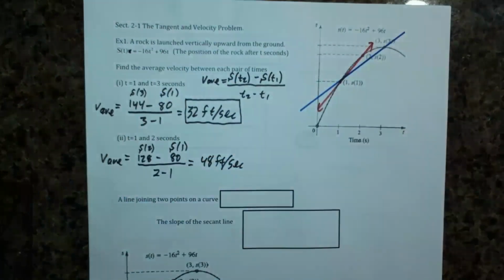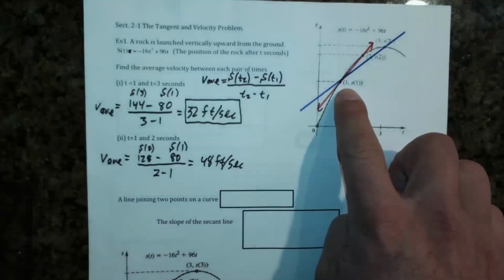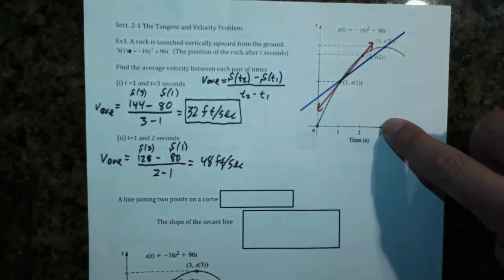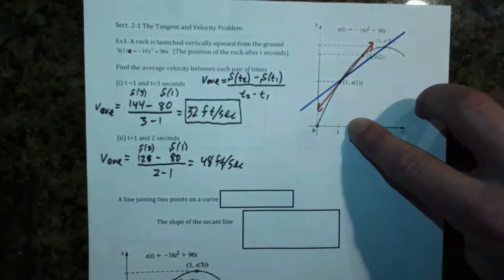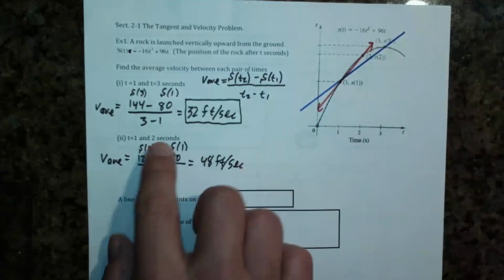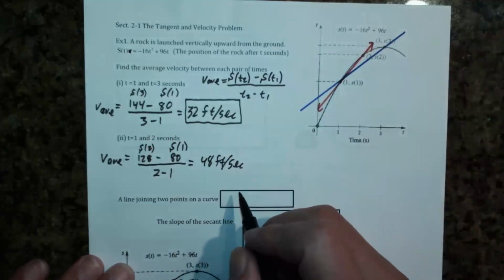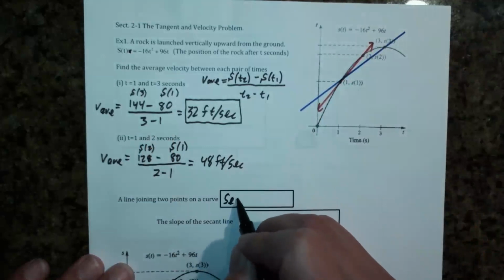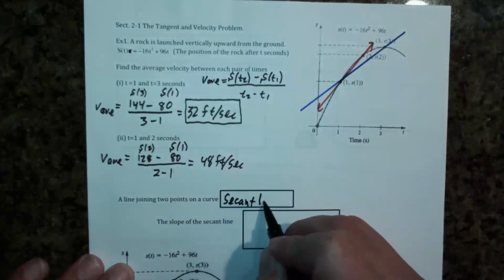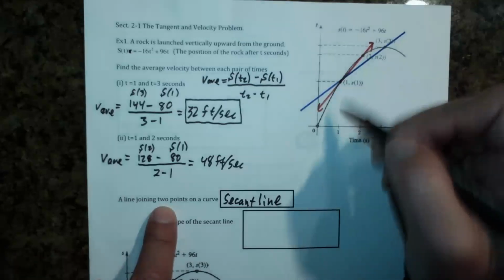Now, ideally, what we want is exactly 1 second. What is the instantaneous velocity? And you can see as we started with time 3, we went down to 2, and if we went to 1.5, and then 1.25, and then 1.1, and so on, we're going to get a smaller denominator, which in some cases could be a problem, but we're going to have a fancy way out of that. Now, these lines that I just drew here are called secant lines. A secant line is a line joining 2 points on a curve, which is exactly what we did here.